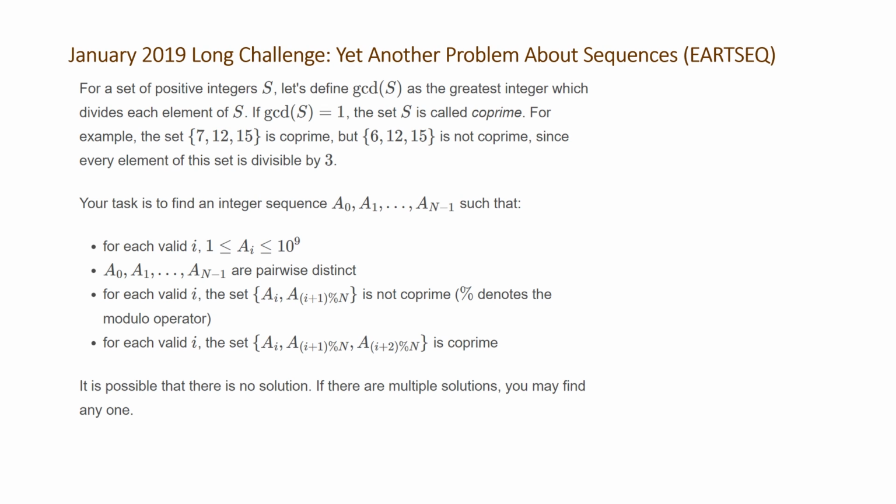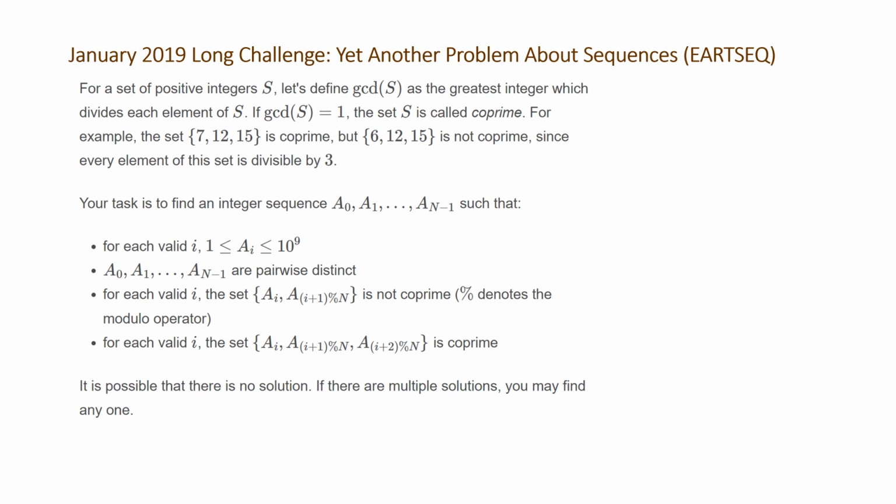For example, the set 7, 12, and 15 is coprime, but 6, 12, and 15 is not coprime since every element in the second set is divisible by 3. Your task is to find an integer sequence a0 to an-1 such that the following holds. For each valid i, the element ai is between 1 and 10 to the 9. a0 to an-1 are pairwise distinct.